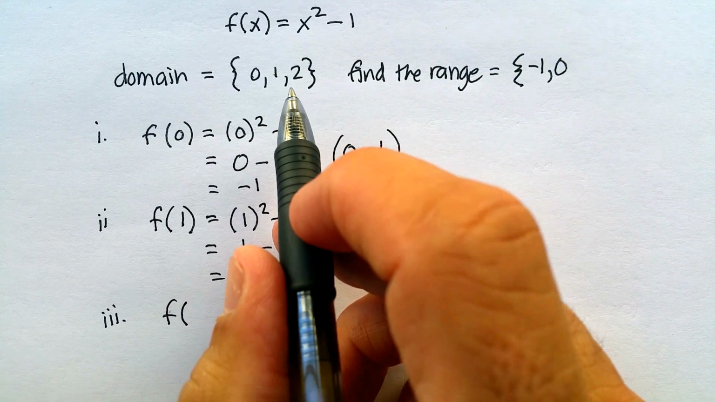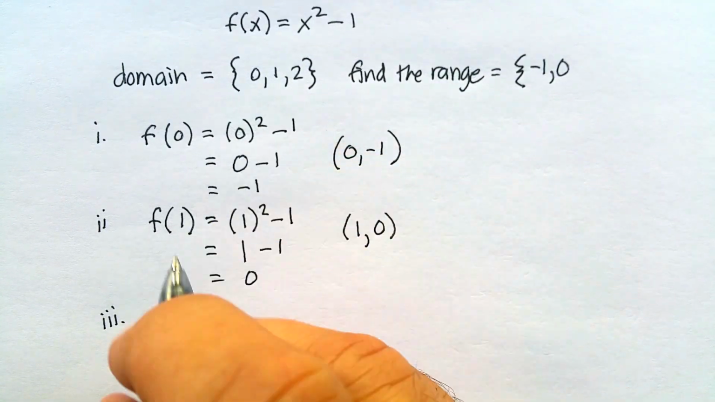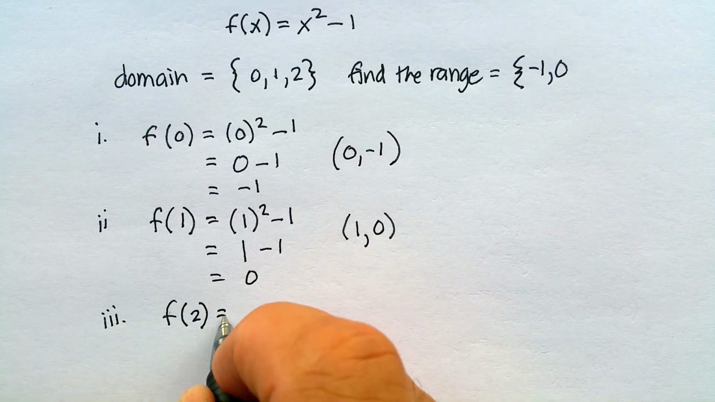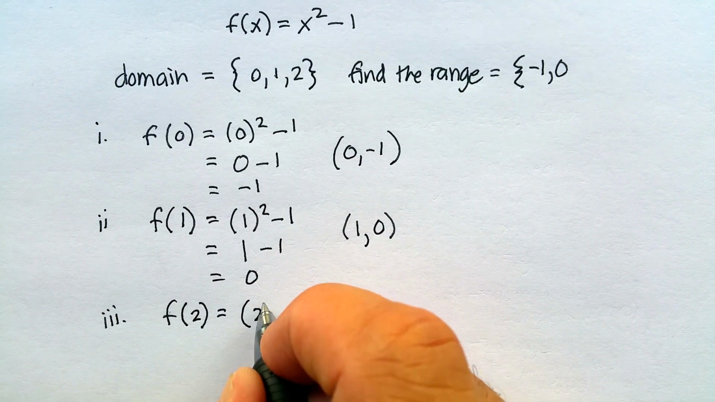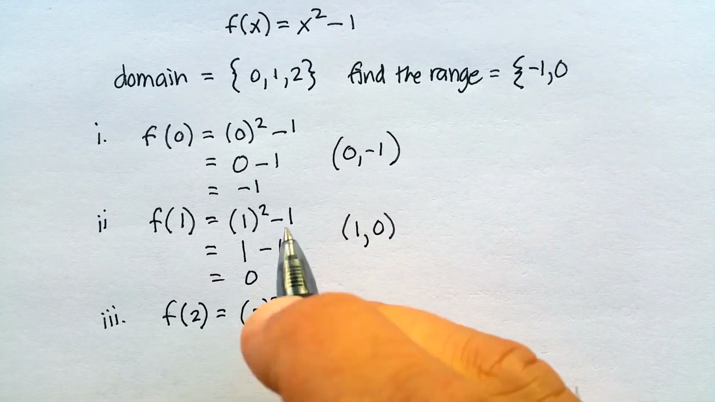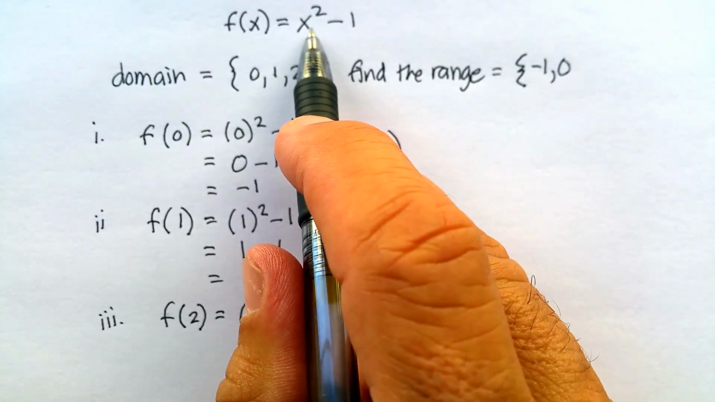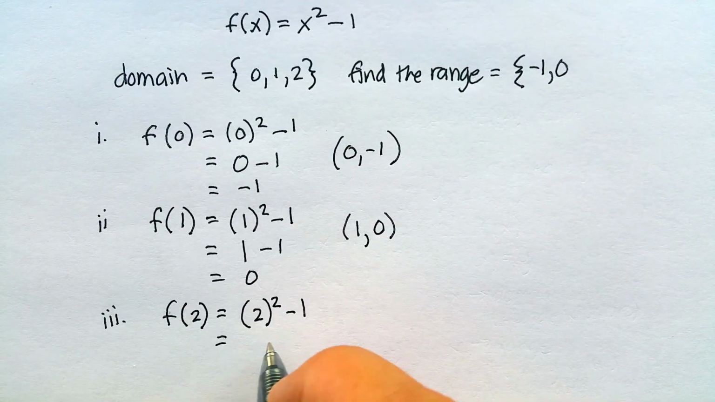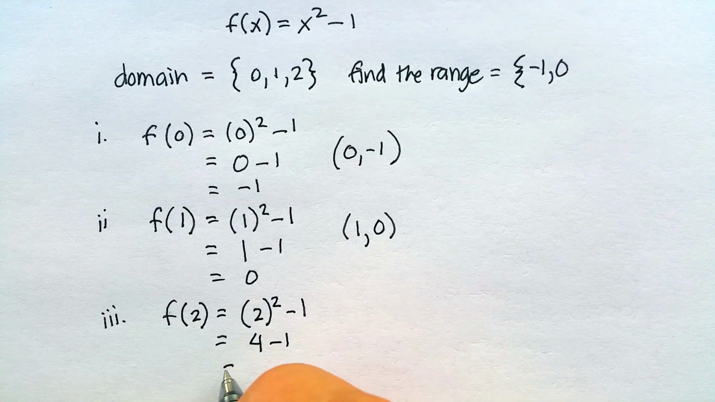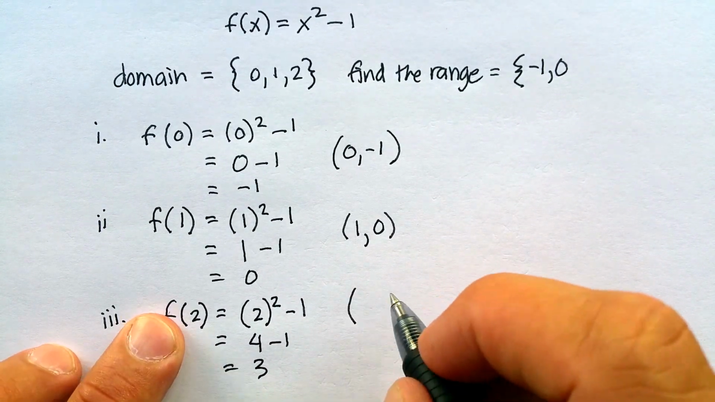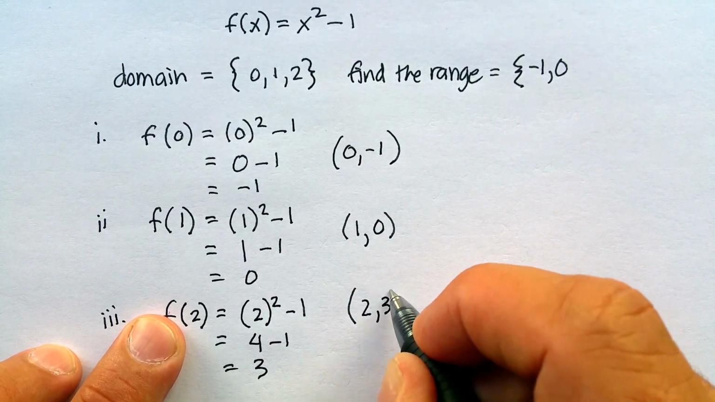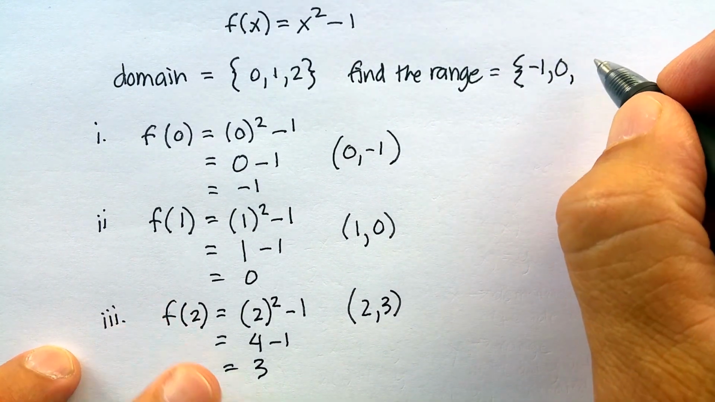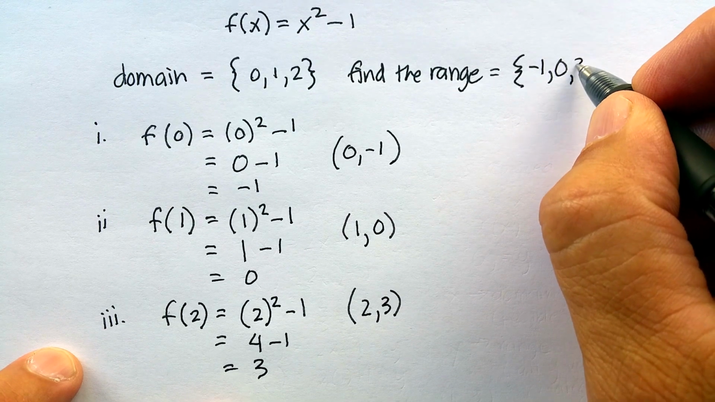We'll say f of, let's try another number out of my domain, my last one, so f of 2. Replace it. Wherever I see x in my function, I'm going to replace it with the 2. That's going to give me 4 minus 1. That gives me 3. My y value is now 3. So my ordered pair is 2, 3. I can go up here and actually put in 3.